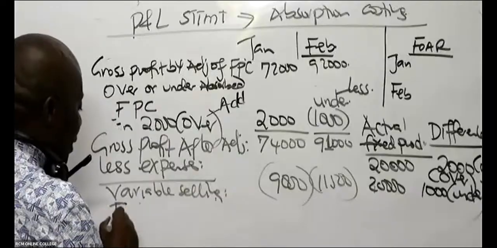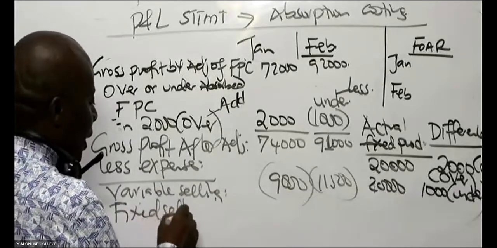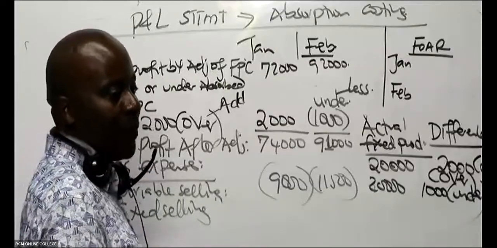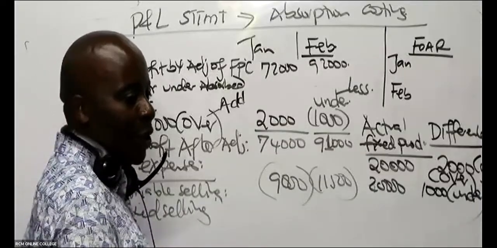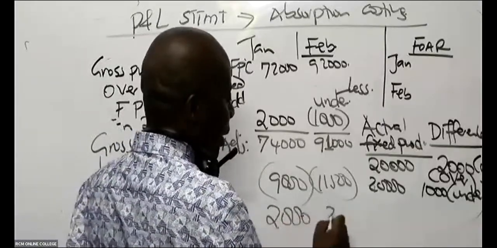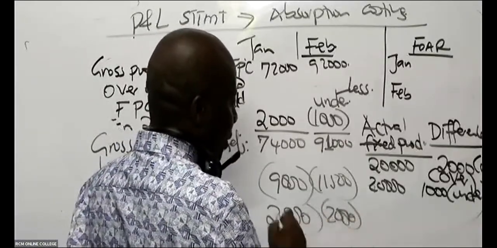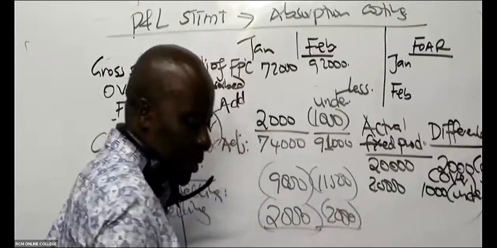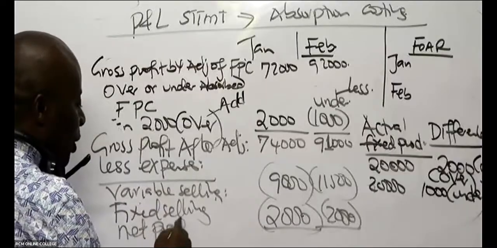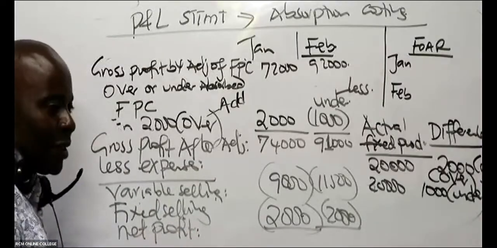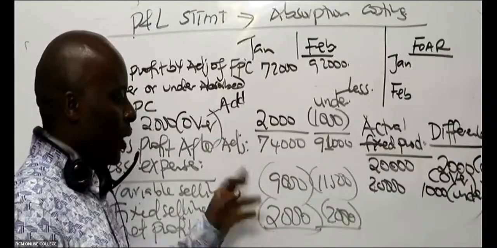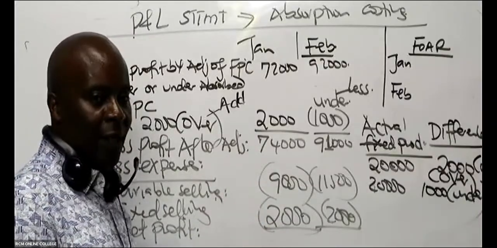So come here, we have our fixed selling. So fixed selling is how much? It is 2,000, not 20. So it is 2,000 in January and 2,000 in February, isn't it? You subtract like that. So now you are able to get what you could call net profit. Is that okay? So net profit will be 74,000 minus this, minus this.